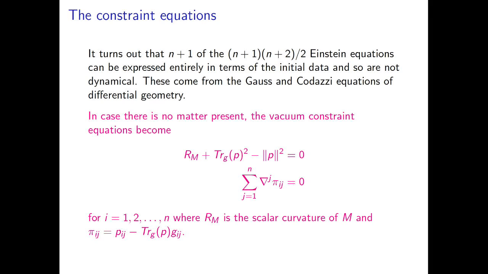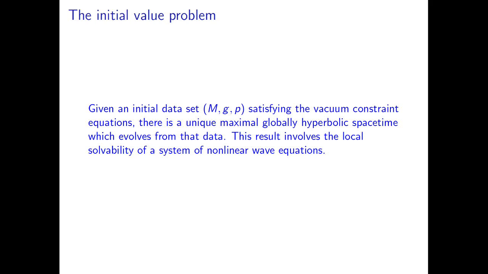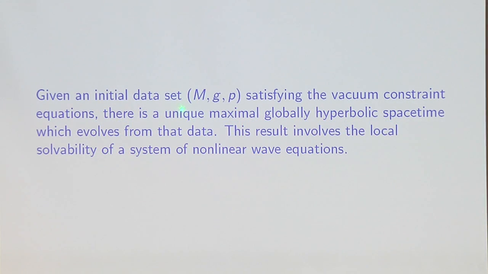On the other hand, it's a nonlinear system of equations, so it's not always so clear to understand what the flexibility is. And so the initial value problem simply says, if you like, that solutions of the Einstein equations are parametrized uniquely on initial data. We're not worrying here about large time behavior, but it's just a general theorem that if you take initial data satisfying the vacuum constraint equations, then there's a unique maximal globally hyperbolic spacetime which evolves from the data.